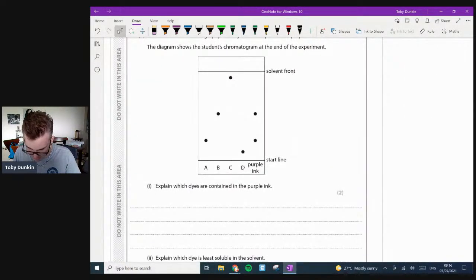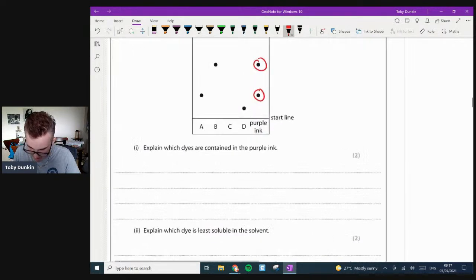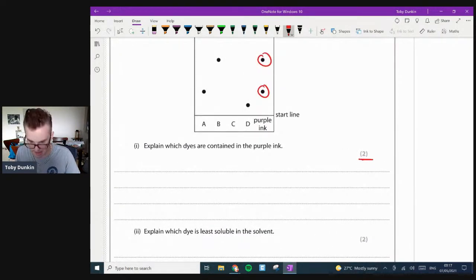Next, explain which dyes are contained in the purple ink. Okay, a student uses chromatography to separate the composition. So we've got the purple ink contains A and B, and it says explain, 2 marks. That's interesting.